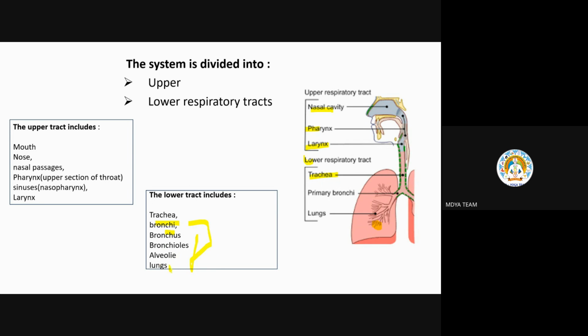And then further lungs, whole lungs. This involves the lower respiratory tract. So whatever is in the upper region is the upper respiratory tract, and whatever is from the trachea to the lower region is the lower respiratory tract. Okay, further we'll go ahead.